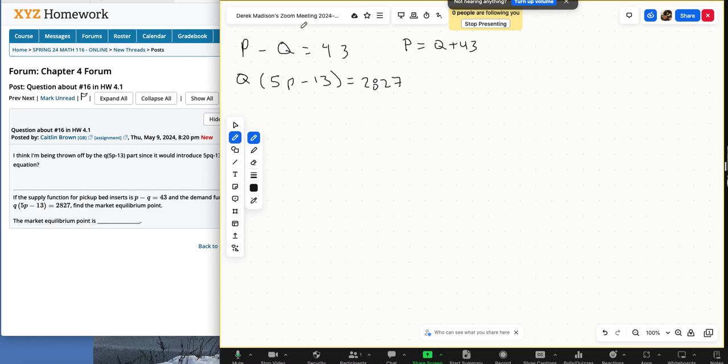So then what I could do is I could take this right here, change color. Since Q plus 43 equals P, I could substitute that right there and then clean this up, and I would get a quadratic. The other thing I could do, and either one of these would be totally fine, is say I felt like I wanted to substitute for that Q because it's maybe a little bit easier on the substitution.